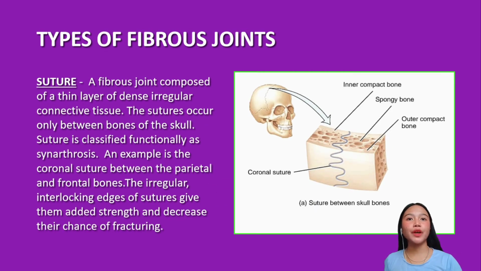Suture is a fibrous joint composed of a thin layer of dense irregular connective tissue. The sutures occur only between bones of the skull. Suture is classified functionally as synarthrosis. So when we say synarthrosis, it is an immovable joint. So suture does not permit movement. One example of a suture is the coronal suture between the parietal and frontal bones. The irregular interlocking edges of sutures give them added strength and decrease their chance of fracturing.